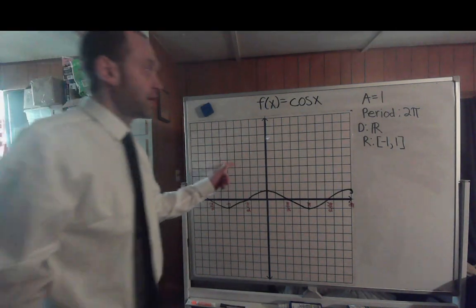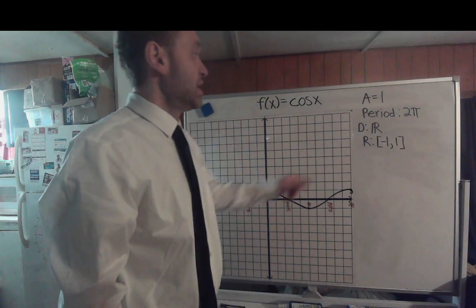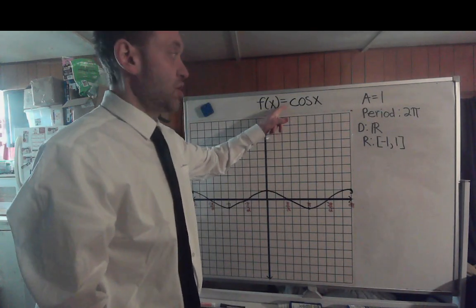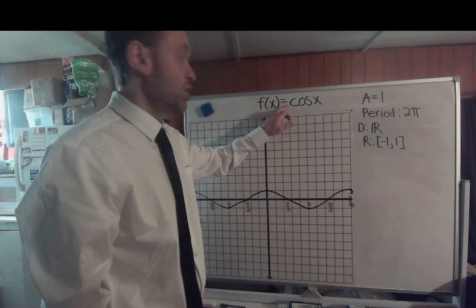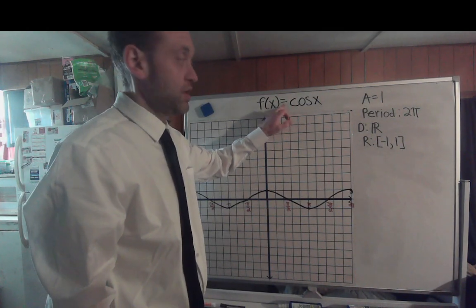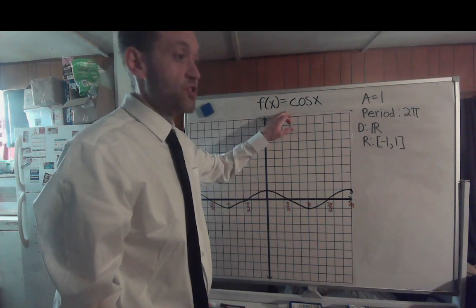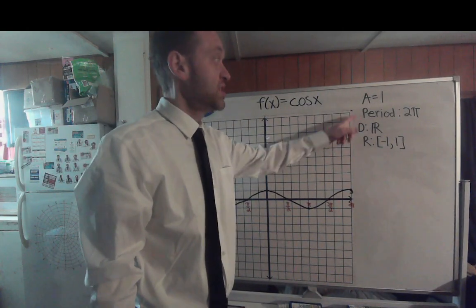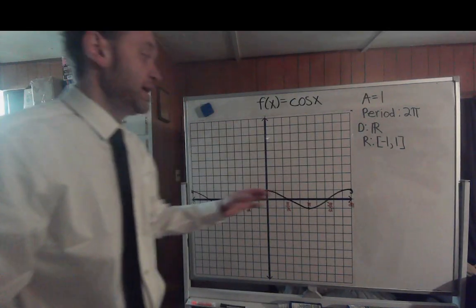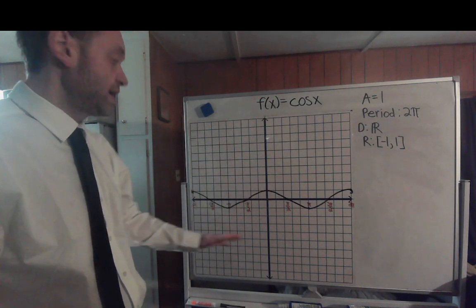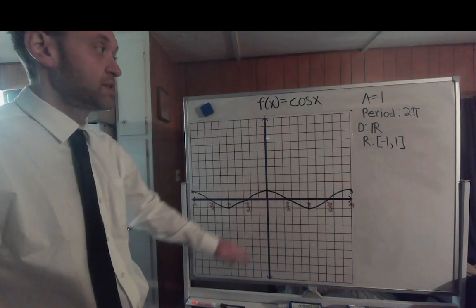So just like with the sine function, your amplitude again is your coefficient. It's the absolute value of your coefficient on the cosine. In this case, your standard amplitude's 1. You still have a period of 2 pi. It completes a full period in 2 pi, and we're graphing 2 full periods.